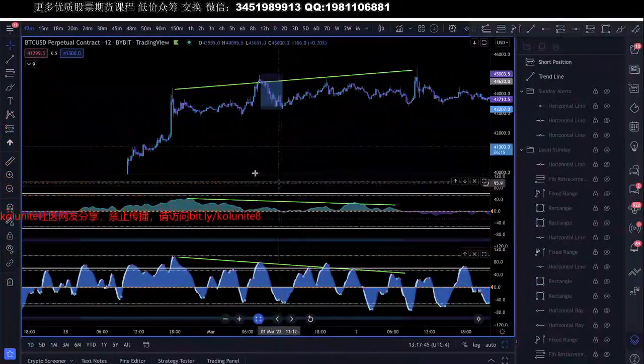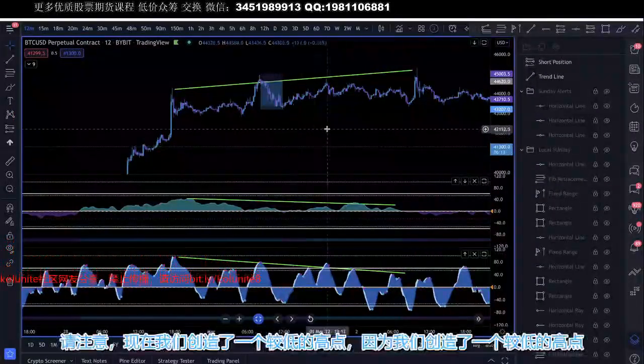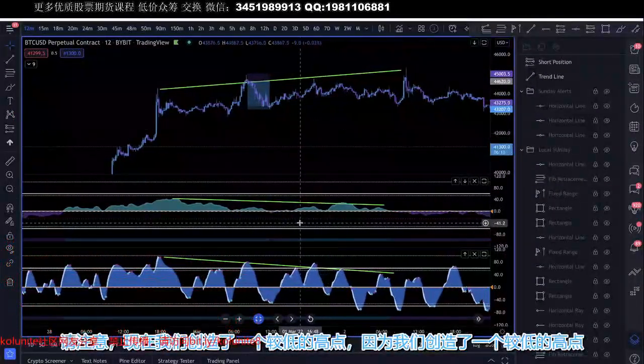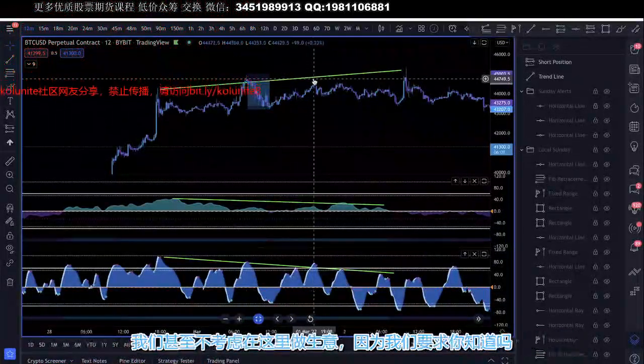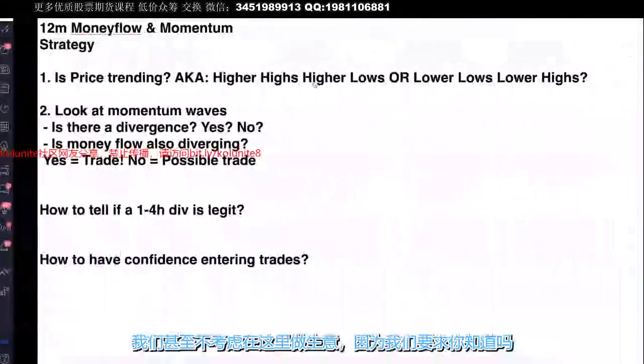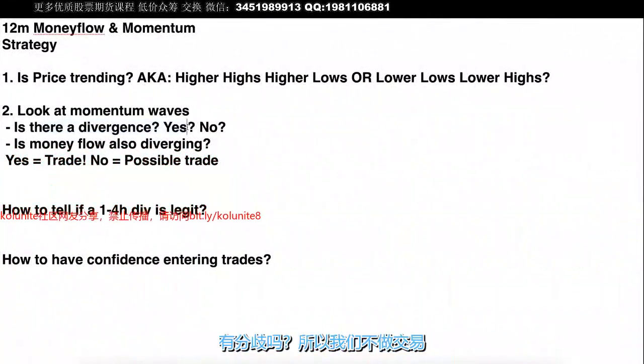Now, notice this, okay? Now, we make a lower high. So because we made a lower high, we don't even consider entering a trade here because we ask, you know, is there a divergence? No.